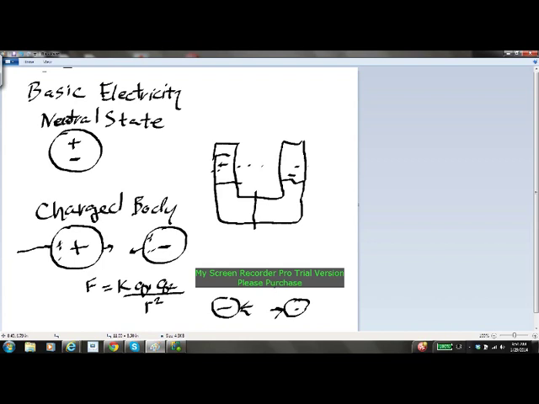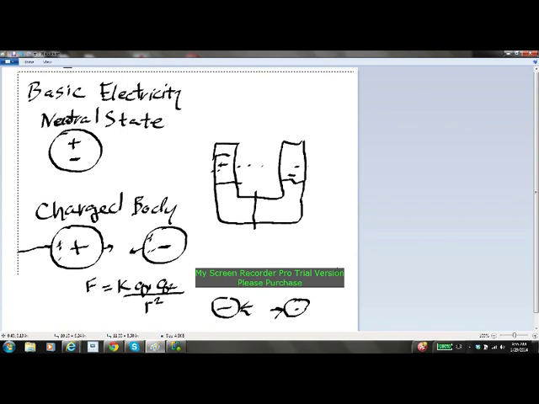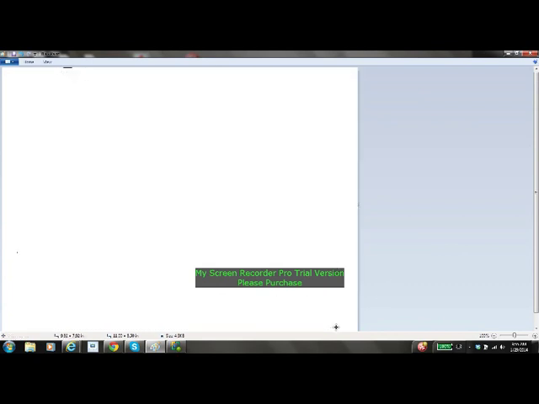So that's the basic of charged bodies. Let me make some space for some more info.